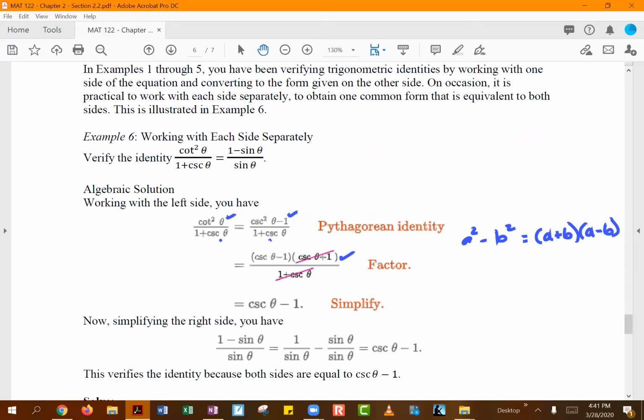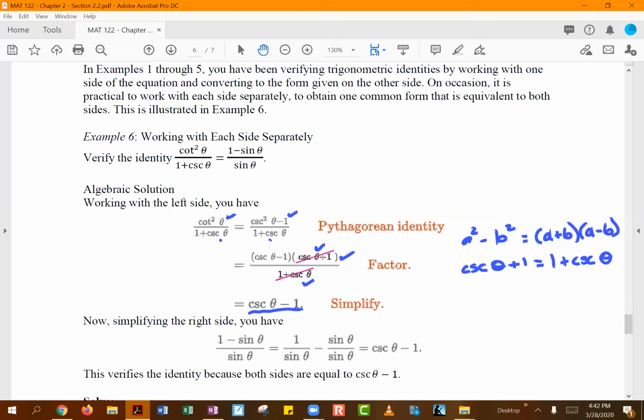Now, since cosecant theta plus 1 and 1 plus cosecant theta are both positive values, you can actually rewrite it as 1 plus cosecant theta. So these values are actually the same, and that's why you're able to cancel them out, which leaves you behind with just that cosecant theta minus 1, okay? So remember, this was us just simplifying the left-hand side. Now we need to simplify the right-hand side to show if this is an identity or not.